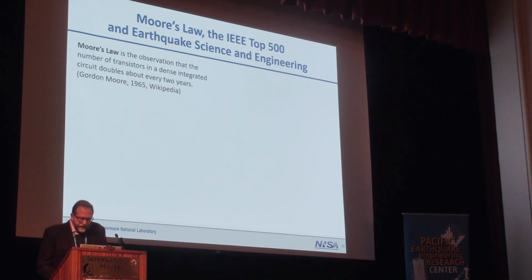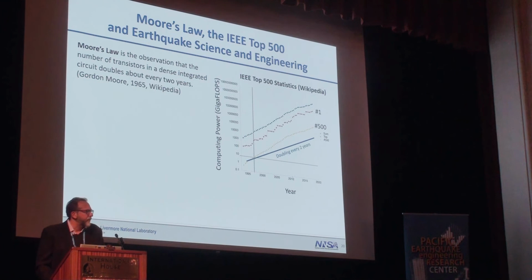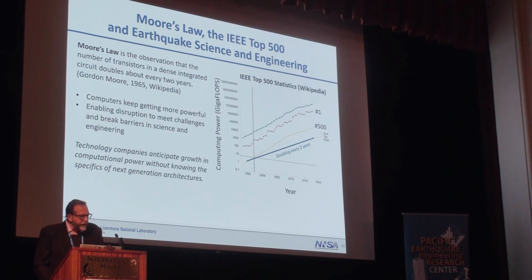So lastly, I just want to make a few comments about calculations. Moore's law tells us that computers just get faster and faster. We have evidence of that with the IEEE's Top 100. They get faster and faster every year, and they keep allowing us to make great progress in all of the science and engineering that we do. Technology companies anticipate this change, and someone this morning mentioned that we don't always know how we're going to use the new systems, but we know they're coming.